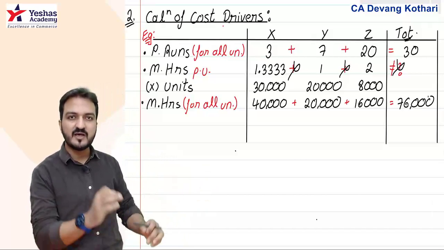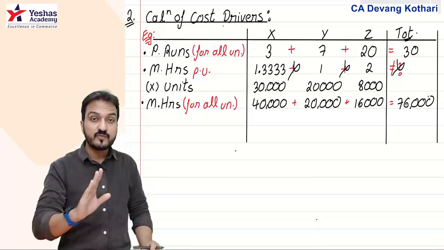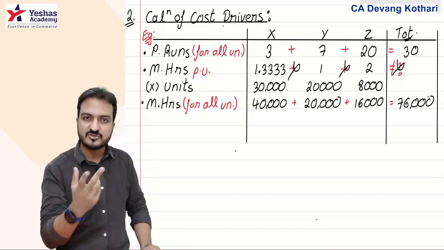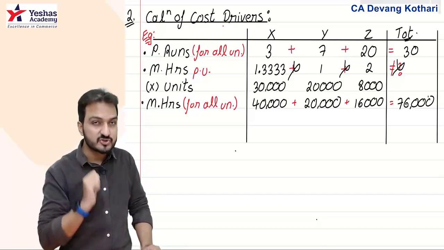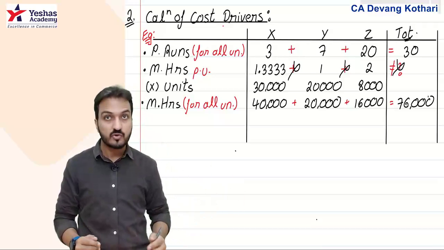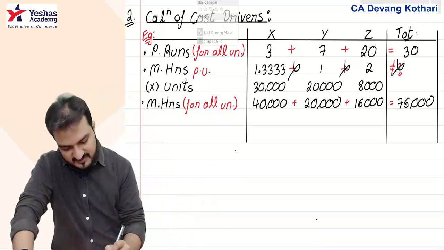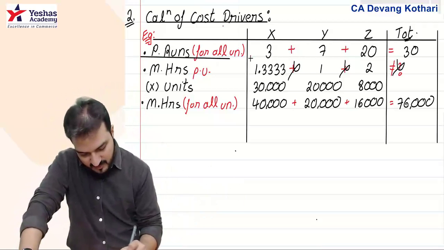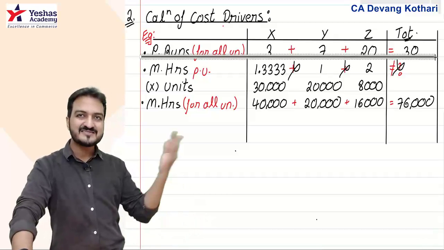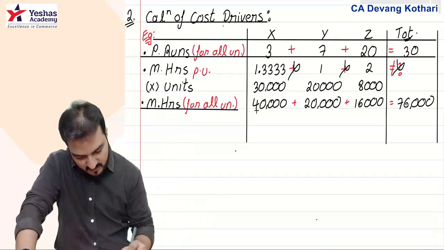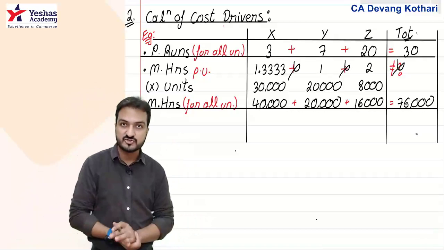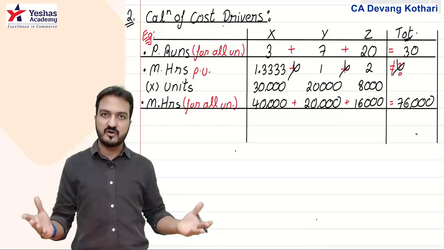So this example is just teaching you that if the total cost driver is not given, then you can make the summation of product wise cost driver and make the total. In certain cases like production run, you can simply add the product wise cost driver to get the total. But in certain cases like machine hours, you need to multiply units and then add the product wise cost driver to get the total cost driver.